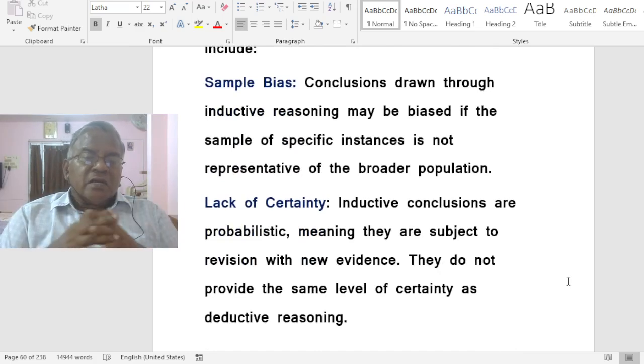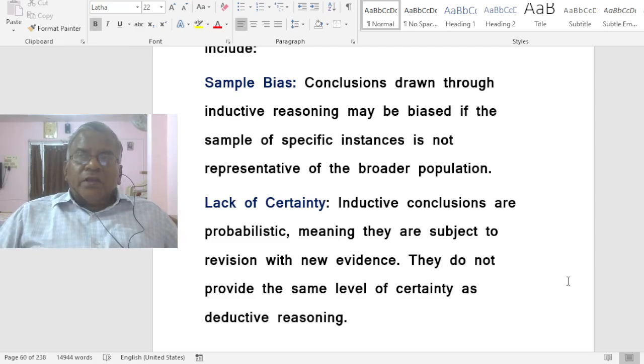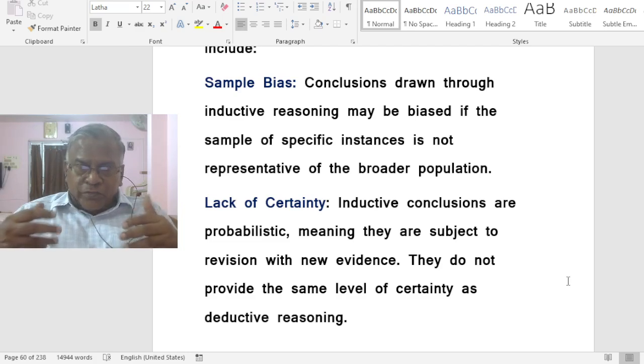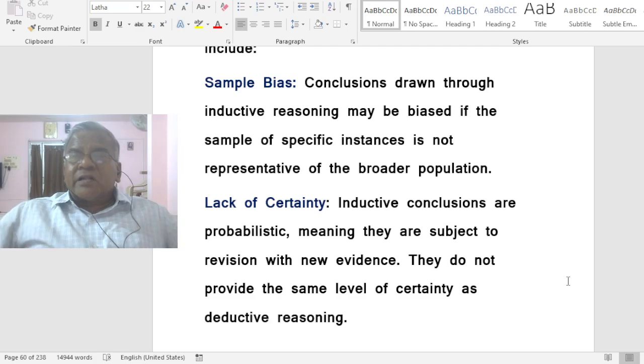Sample bias. What do you mean by that? Conclusions drawn through inductive reasoning may be biased if the sample of specific instances is not representative of the broader population. See, for an example, if you want to study the personal values of the B.Ed students, you are taking a sample of 1,200 students or 1,000 students from 20 colleges. Well, you are having the findings. Of course, you will be generalizing these findings to the entire community of B.Ed students.